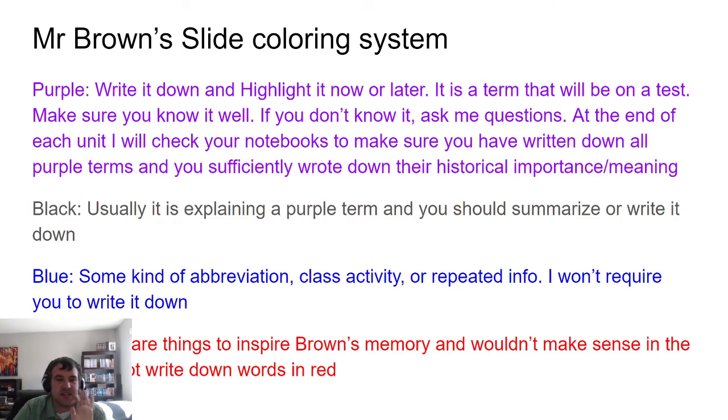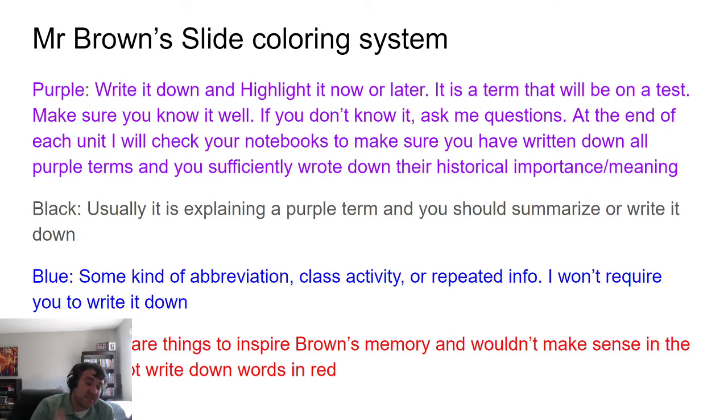Okay, and if you see something in black, something in kind of the standard color of text, it's usually explaining a purple term, and you should summarize it or write it down. So if you see something in black, just write it down. This is kind of a new color. If you see something in blue, it's something that maybe you don't have to write down every word. It might be repeated info. I'm not going to require you to write down anything in blue, but maybe it's something you might want to summarize, and it's sort of an optional thing to write down in your notes.